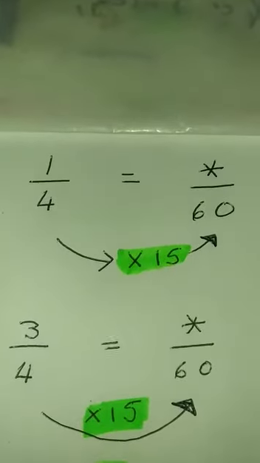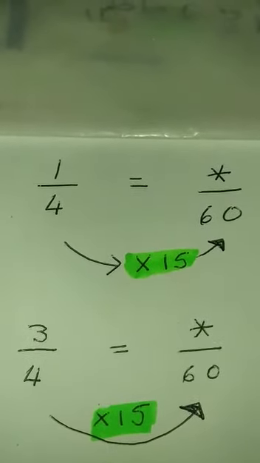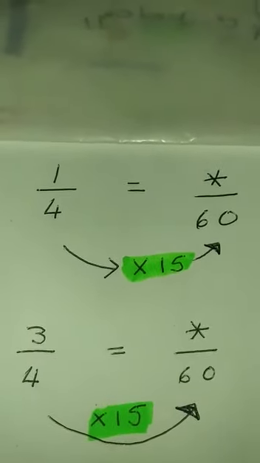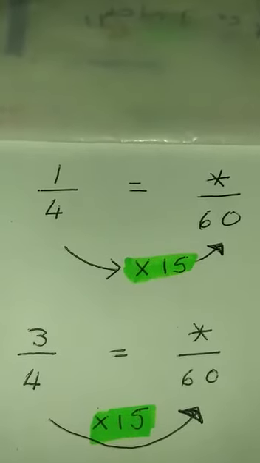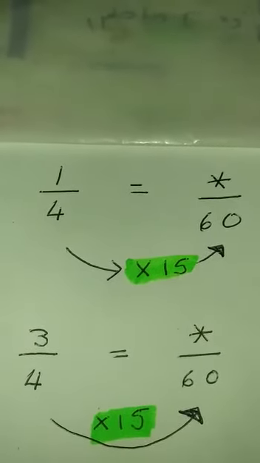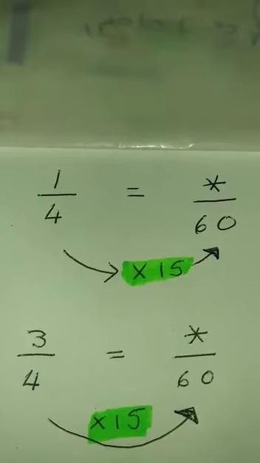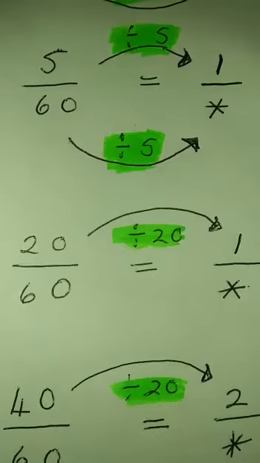And if we look at 3/4, the same rule applies. You now have to multiply 3 by 15. So 3/4 is the same as 45 out of 60.